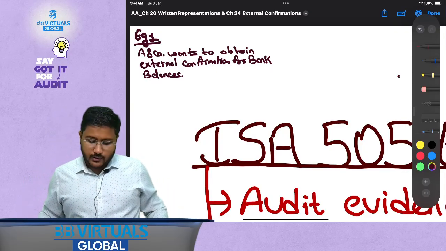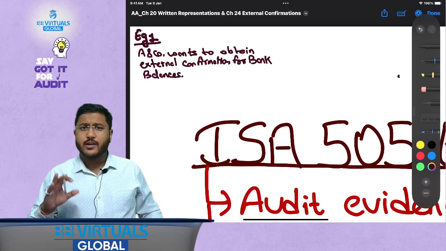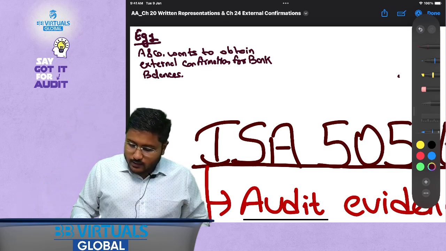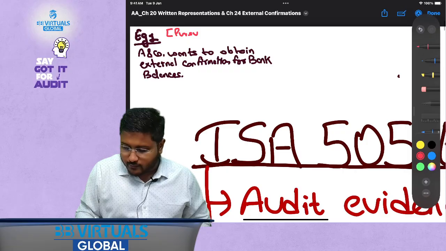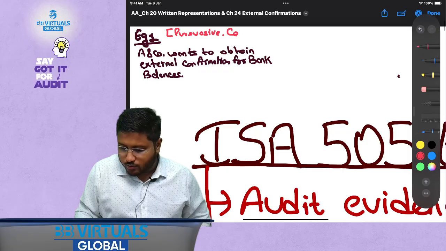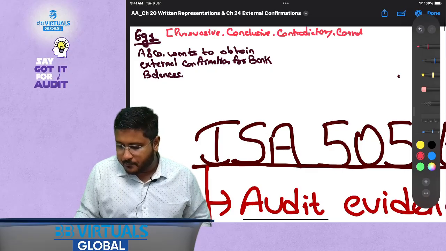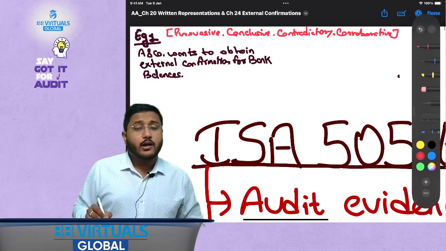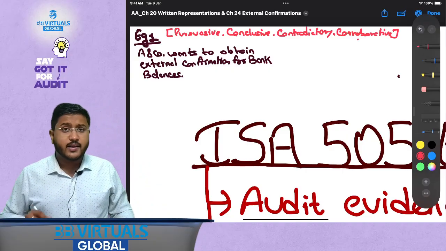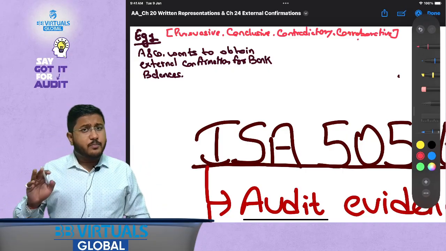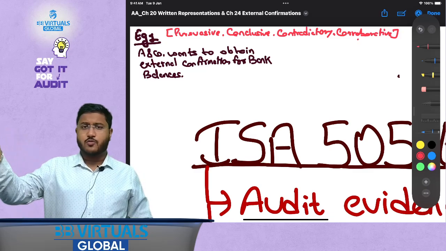But my friends, why is this confirmation letter required? Like we discussed in the basics, there are multiple types of audit evidence that could be there. There could be persuasive, conclusive, contradictory, and corroborative evidence. We have already discussed the meanings of these. However, when we talk about external confirmation, it majorly provides us corroborative evidence, that is, evidence to an existing evidence. We might be able to get certain information from other audit evidence also.